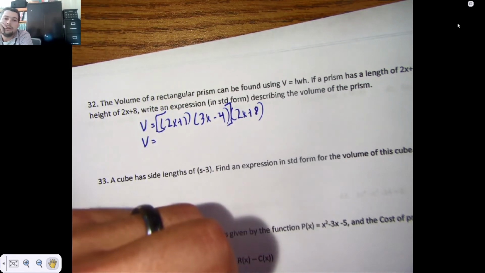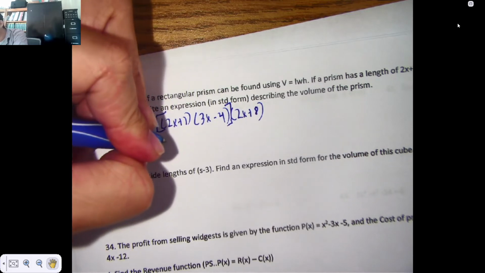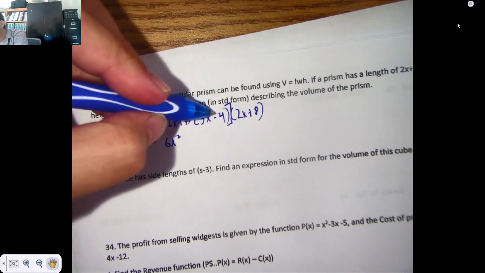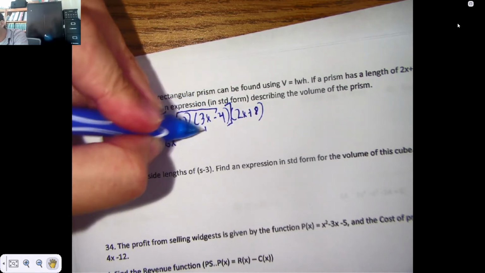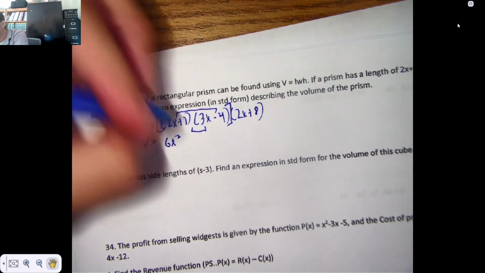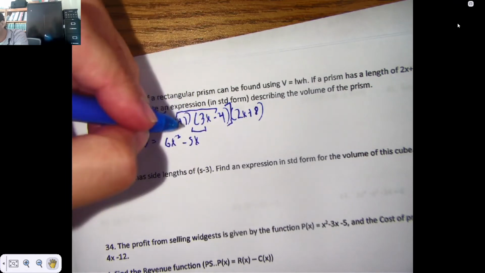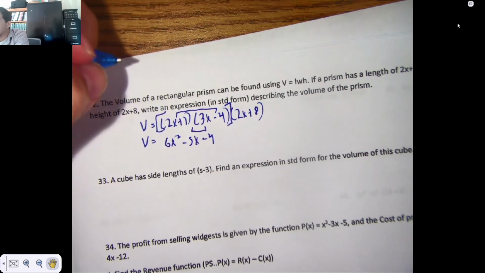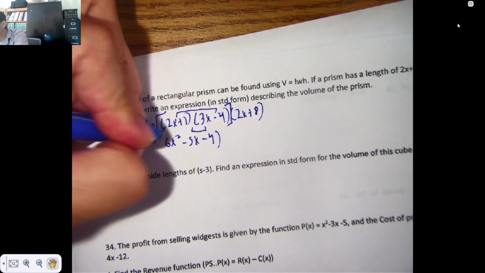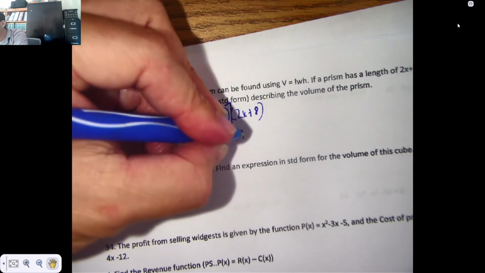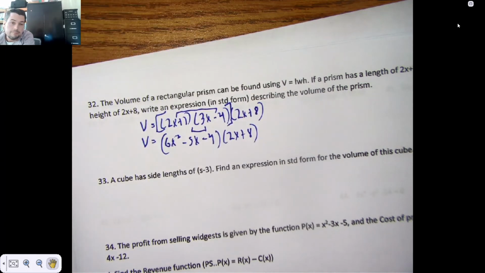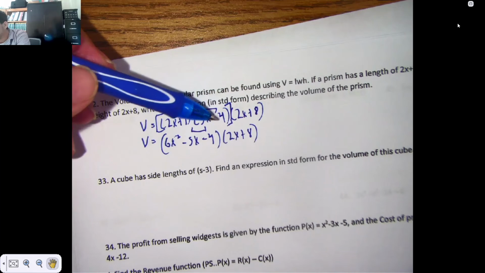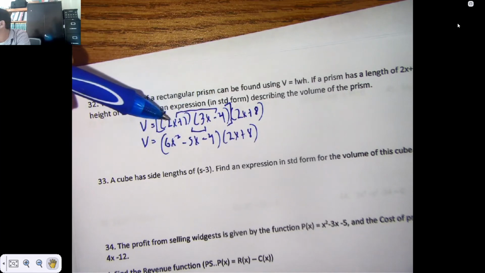So we FOIL those out. I have 6x squared minus 8x plus 3x, which is going to be minus 5x, and then minus 4. And then just like I've been doing, distribute, double distributor or triple distributor property. Make sure I did this right.